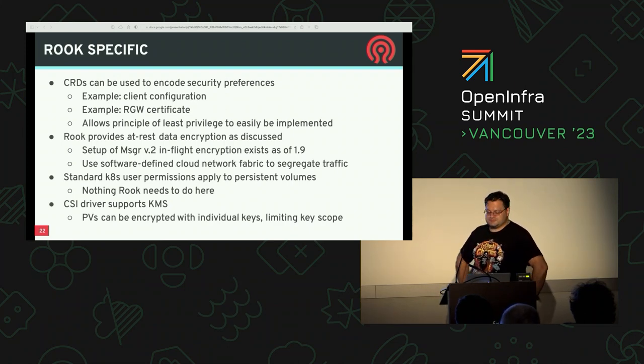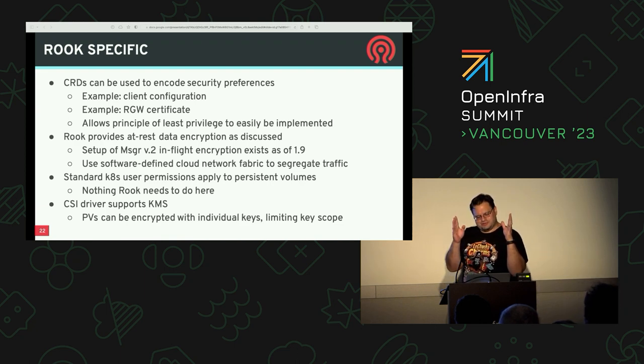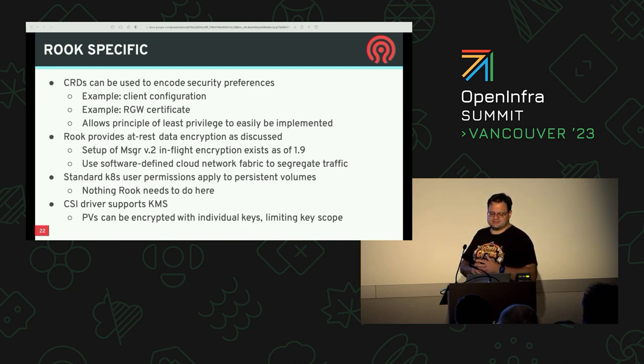Now, Rook specific. This is a little bit of Kubernetes bombardment, so I apologize if you're not too familiar with that. But it's only one slide. Rook can use CRDs, custom resource definitions, to encode many settings, like configuring trust certificates for the Rados Gateway web server.